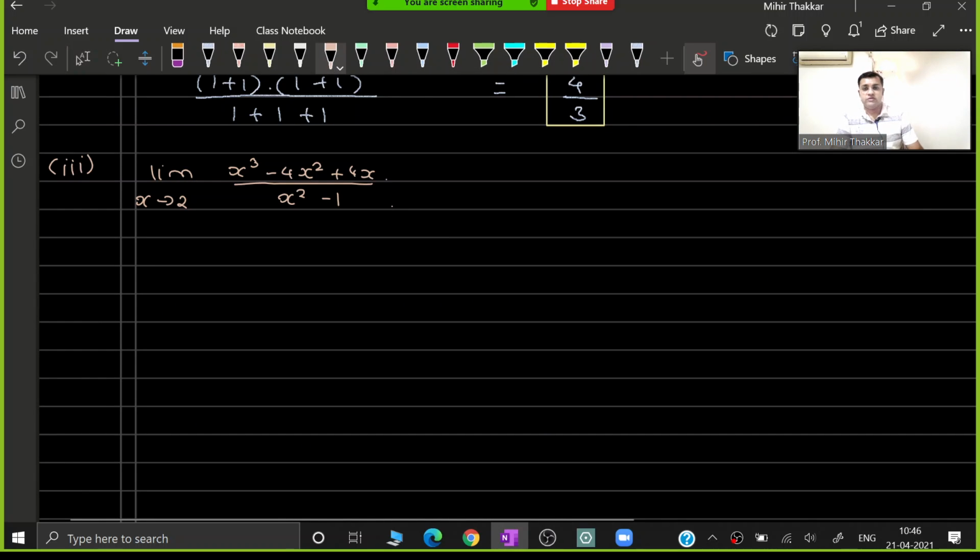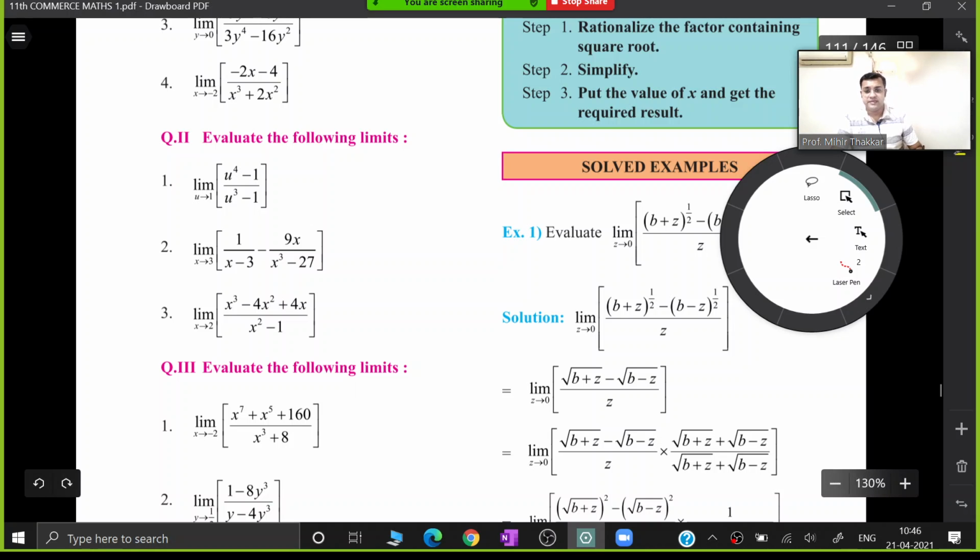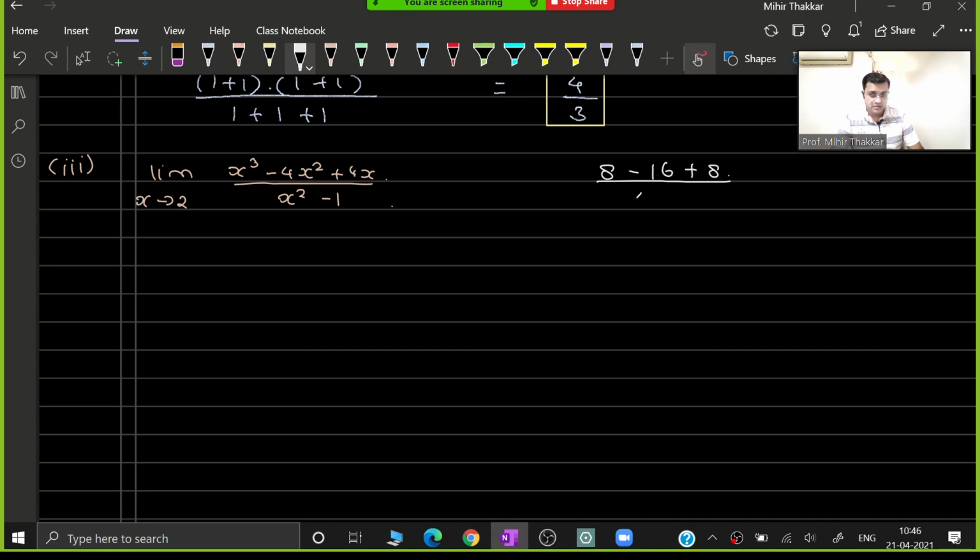So, the third sum right there in front of you guys. Once again, as we always substitute the limit value, I will do the same thing over here. 2 cube, that is going to be 8, minus 2 square, 4 into 4, that is 16, plus 4 into 2, divided by 2 square minus 1. So 4 minus 1, which is equal to 0 upon 3. Great. The denominator does not become 0 on directly substituting the value.